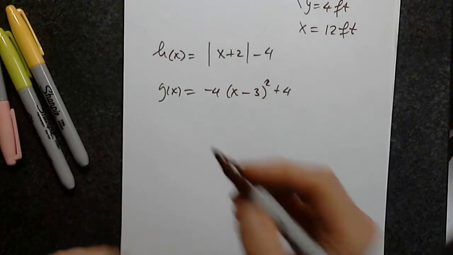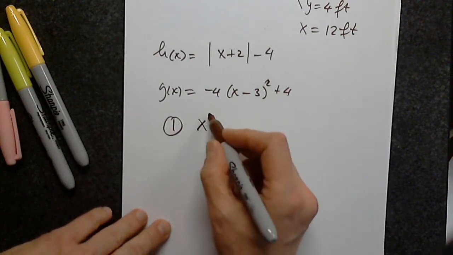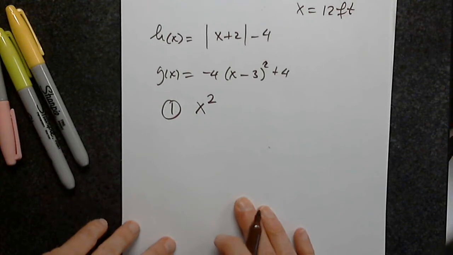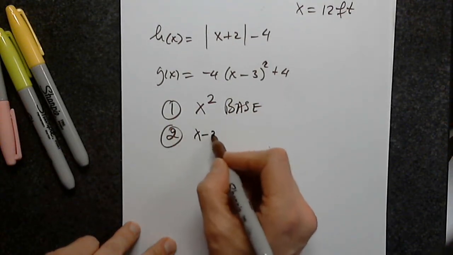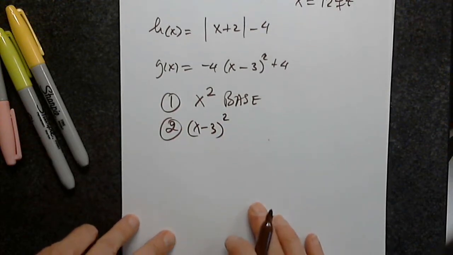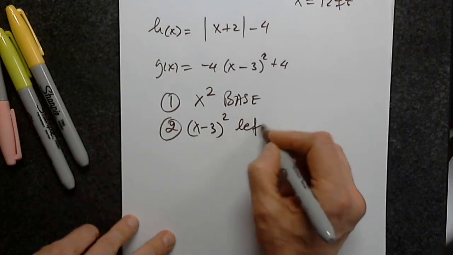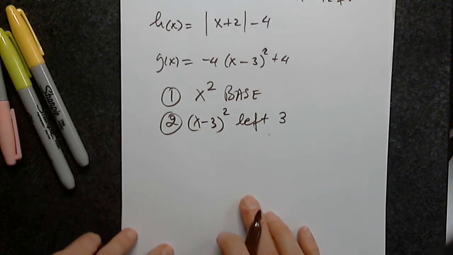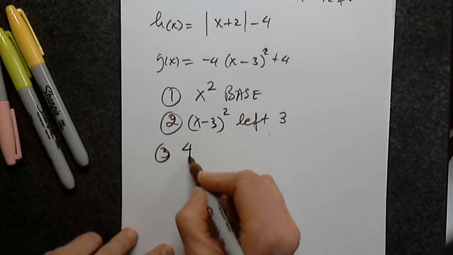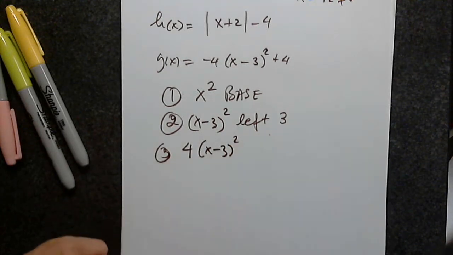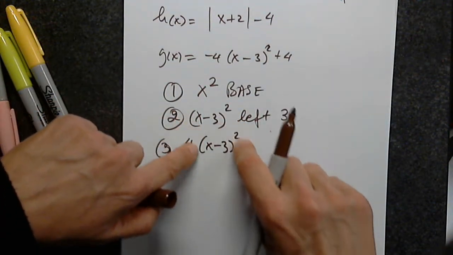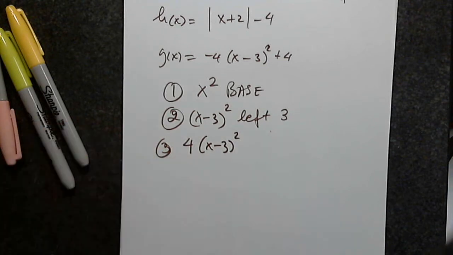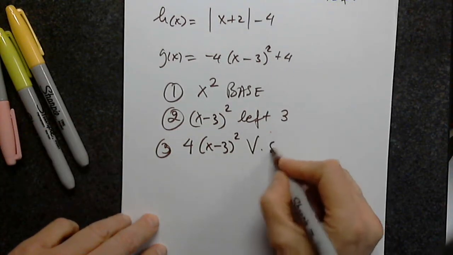Okay? So in order of transformations, number 1, first of all, I have to write x squared. That's the base function. In number 2, we have x minus 3 squared, which we know is right 3. Then the next one will be that 4 times x minus 3 squared. See, I'm not changing x now. Here I changed x, but now I'm not changing x. I have a 4 outside, which is a vertical stretching.